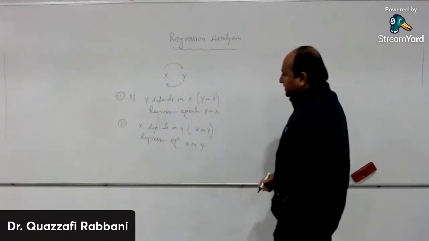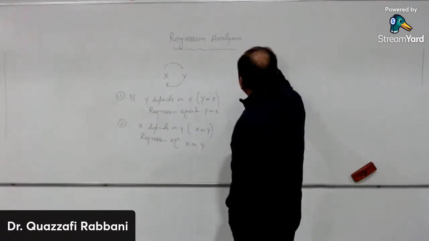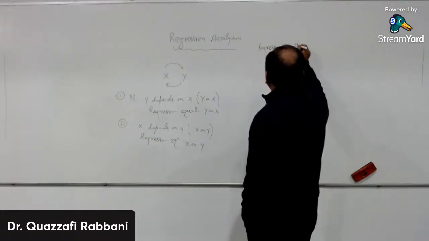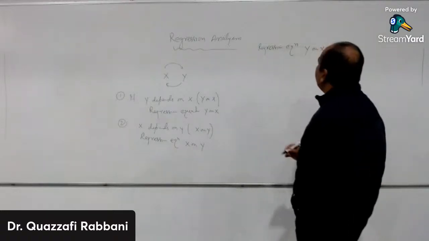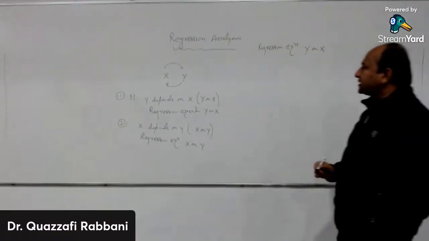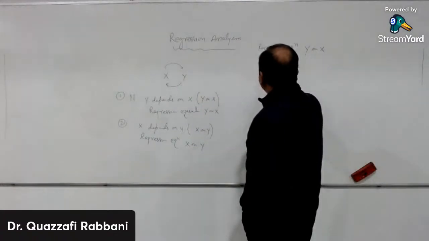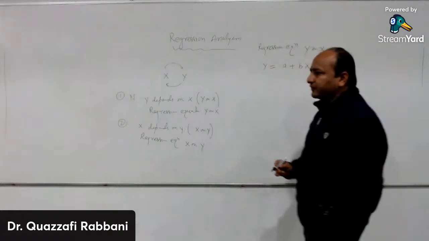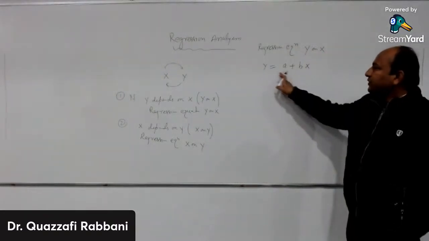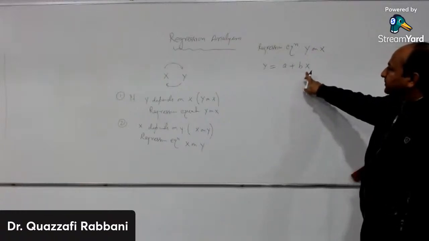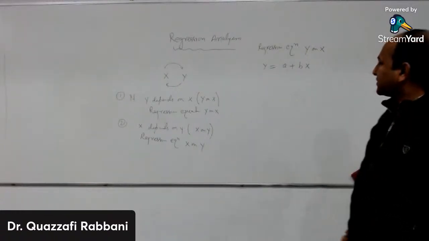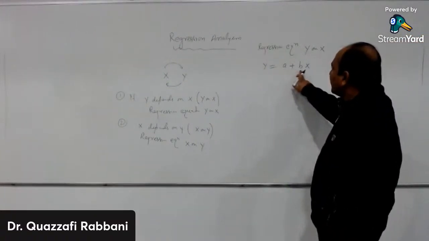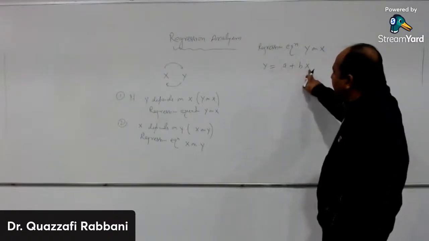Now to establish this, the regression equation y on x can be written as y is equal to a plus bx. This is the general equation of a line, the general formula. Y is equal to a plus bx, and you can also say y is equal to mx plus c. So this is the regression line y on x, where y is the dependent variable and x is the independent variable.